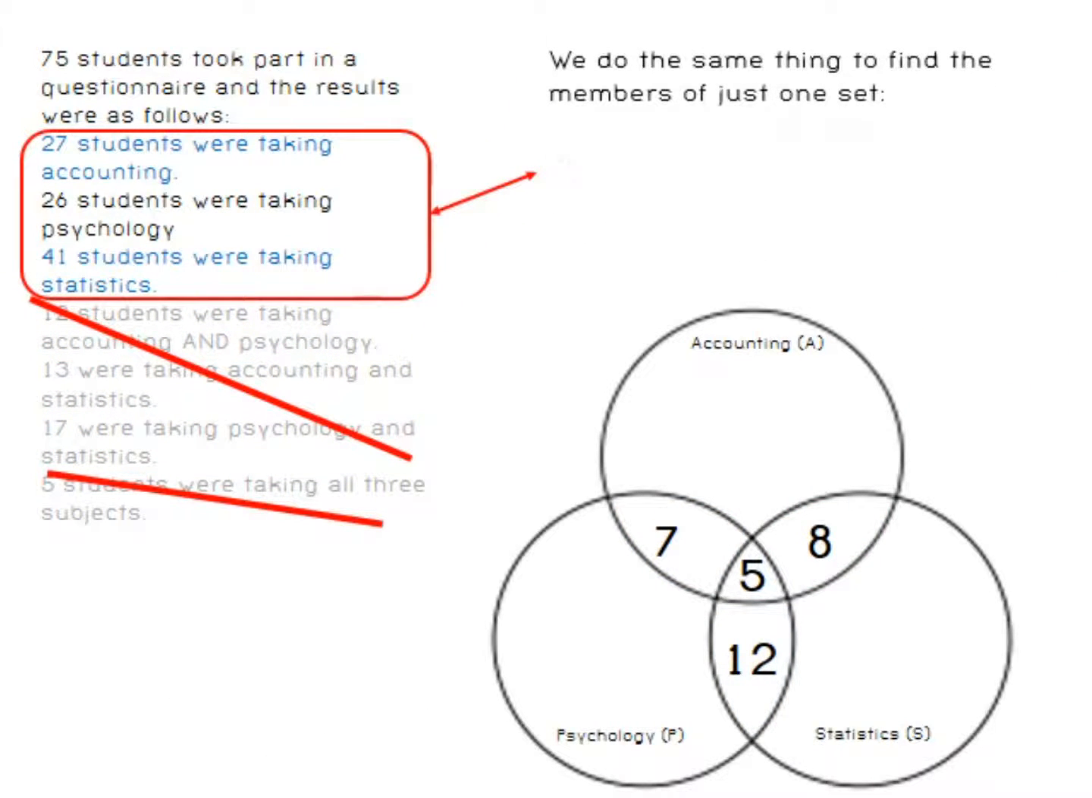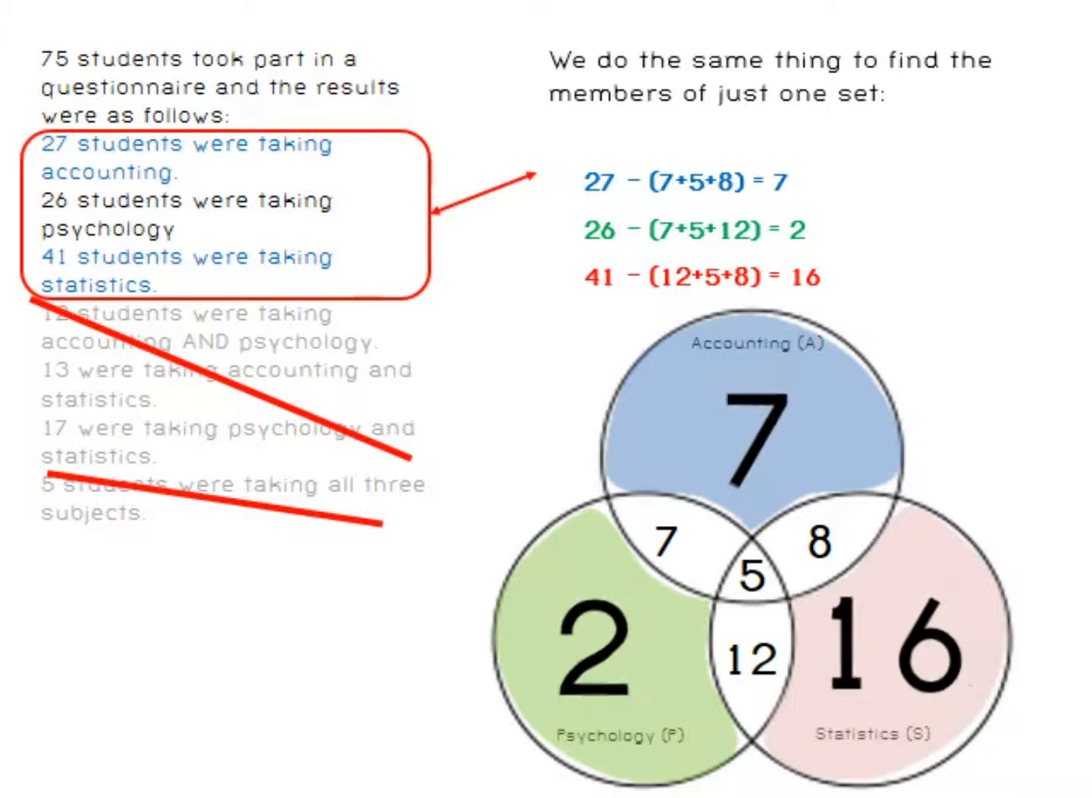So we do the same thing now just to find where the members of one set are. We take the 27 who are taking accounting and we remove all those people who we've already counted in another area. And we find out the numbers of people who are taking just one course.